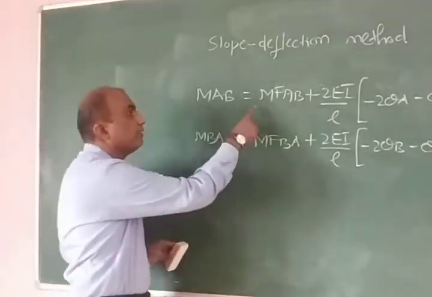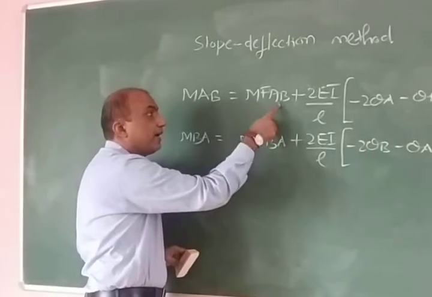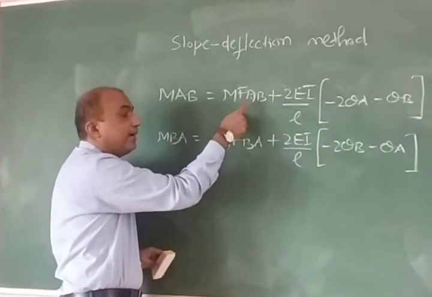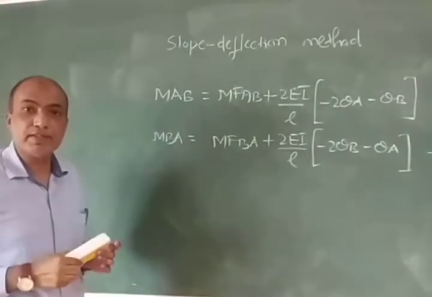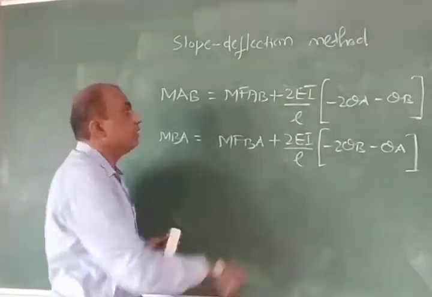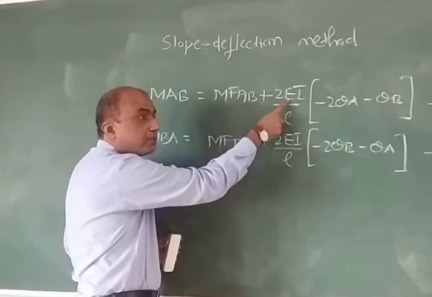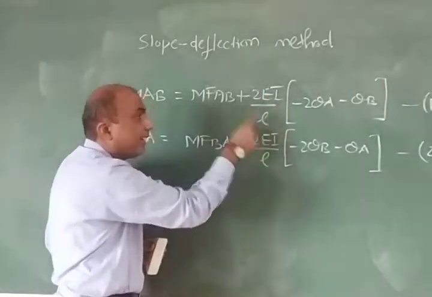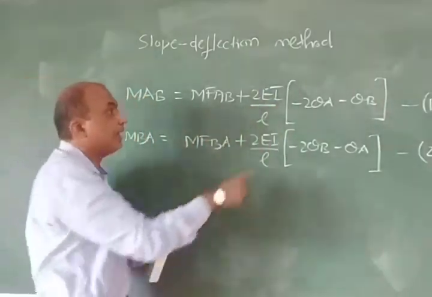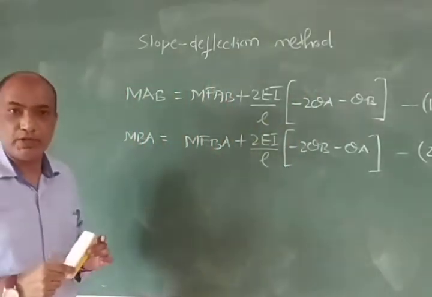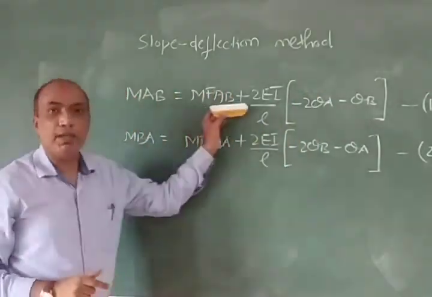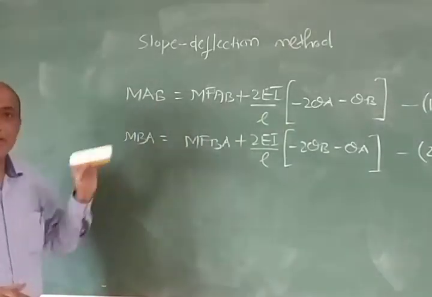So here, what is meaning of MFAB? Fixed end moment for member AB at end A. Fixed end moment. I have given the formula for fixed end moment in the last session. 2EI upon L. E is Young's modulus, I is moment of inertia, and L is span of the beam. Theta A and theta B are the slopes at ends A and B respectively. So this is what is MAB. And MBA is similarly like this.